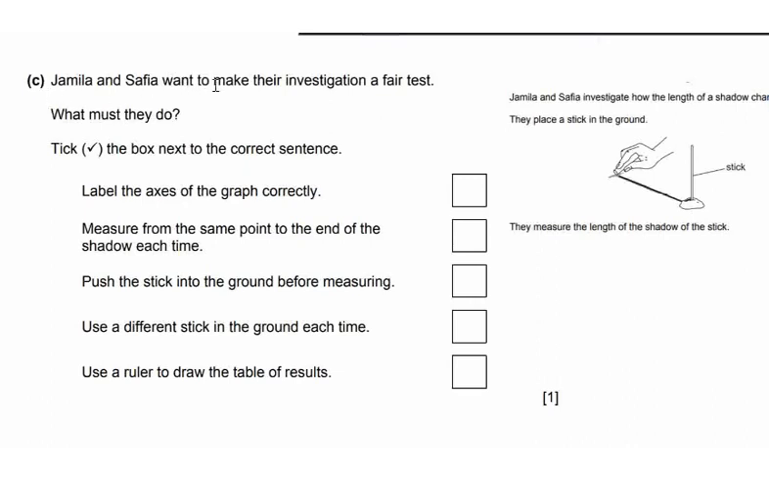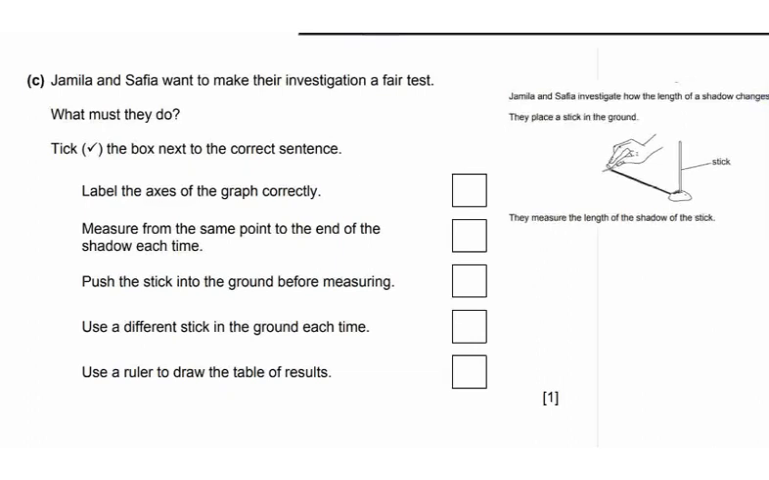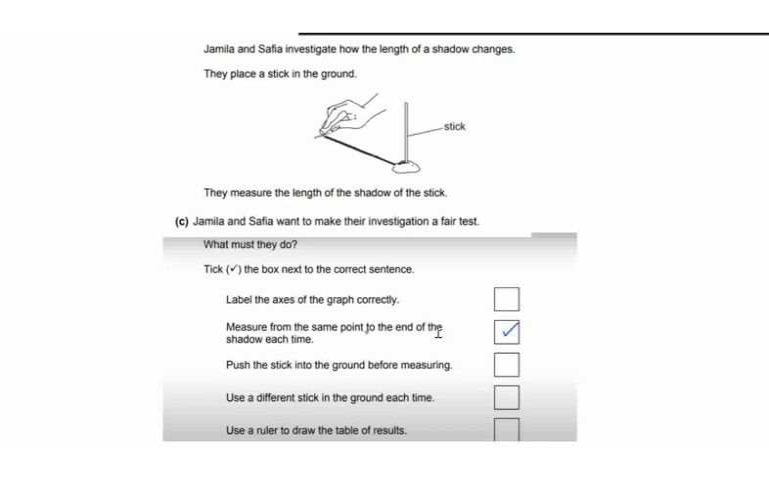Next question. Jamila and Safia want to make their investigation a fair test. What must they do? Tick the box next to the correct sentence. Label the axis of the graph correctly. Measure from the same point to the end of the shadow each time. Push the stick into the ground before measuring. Use a different stick in the ground each time. Or use a ruler to draw the table of results. 10 seconds from now. So the answer is measure from the same point to the end of the shadow each time to make a fair test.